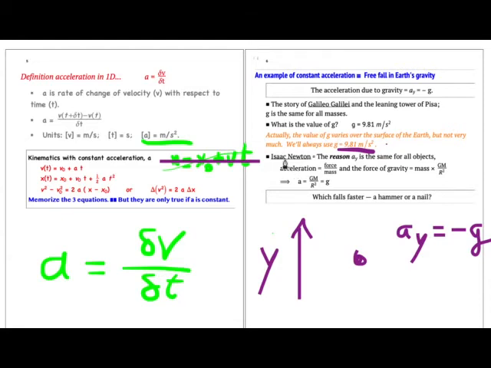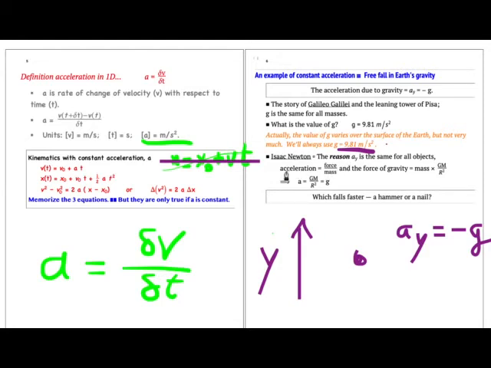Now, Isaac Newton, who lived a little bit after Galileo, explained why. Why is the acceleration due to gravity the same for the cannonball and the musket ball? They have much different masses. They have much different sizes. The cannonball is much more massive than the musket ball. So why should they have the same acceleration?